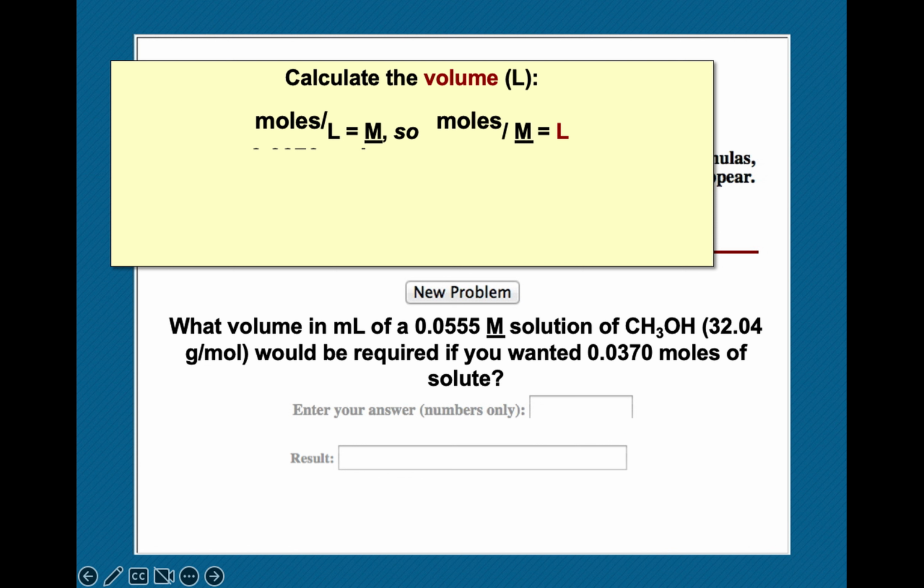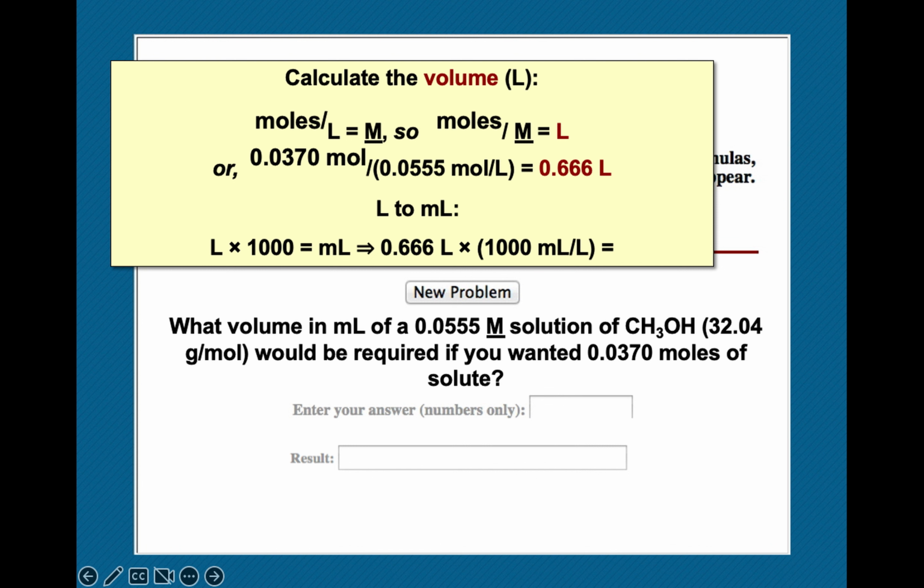We've done this. Substitute. 0.037 moles, that's this guy, divided by our concentration, 0.05 moles per liter, gives us 0.666 liters. In order to answer the problem, however, we have to do liter to milliliter. There are 1,000 mils in a liter, so we multiply this by 1,000, and we're at 666.